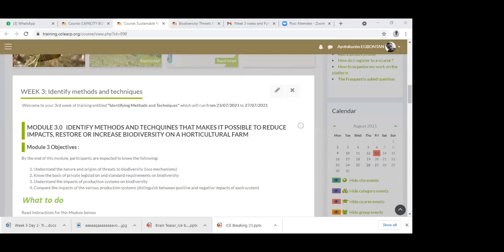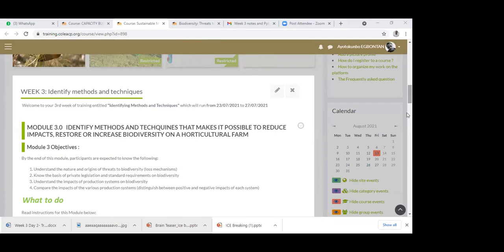Okay, I believe you can all see my screen here now. So far so good. I've been able to take us through the methods and techniques that make it possible to reduce impacts, restore and increase biodiversity on our horticultural farms. And we'll be able to achieve the following objectives, 4 of them.